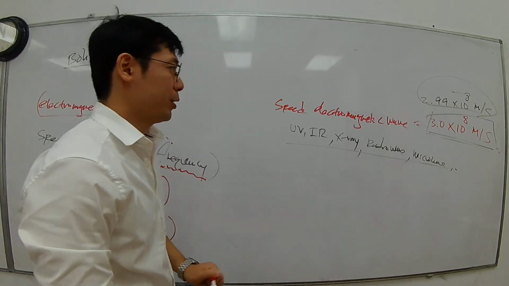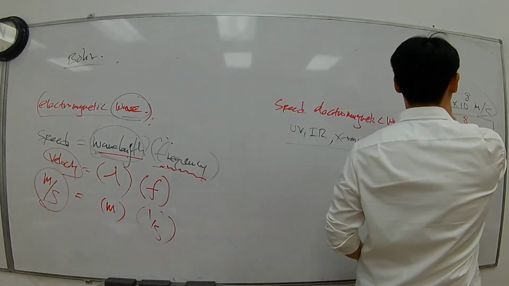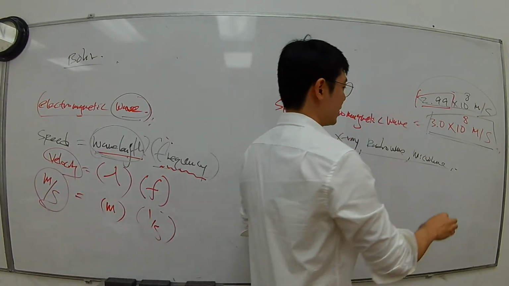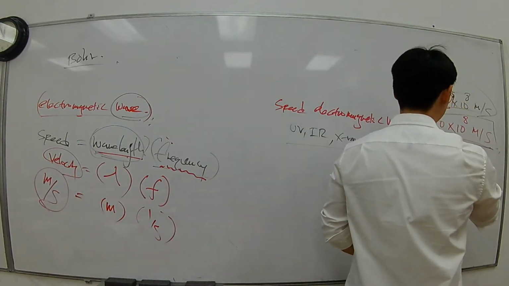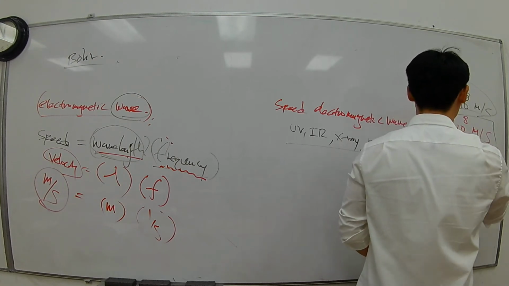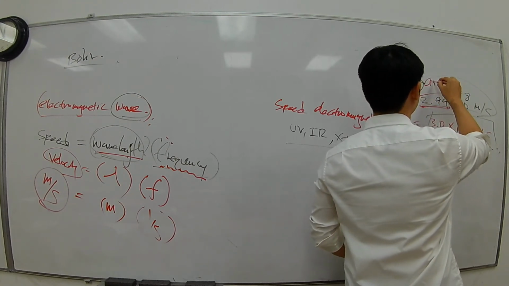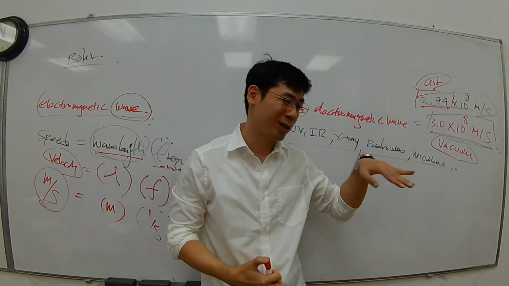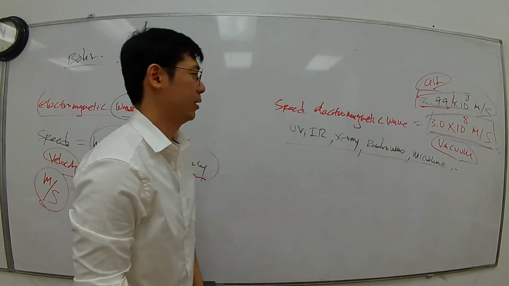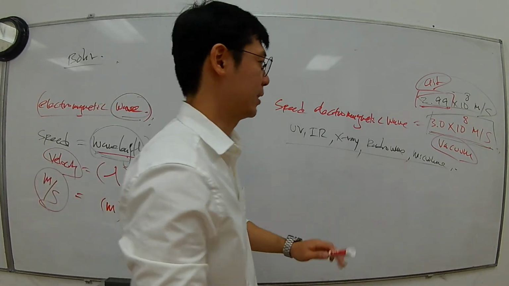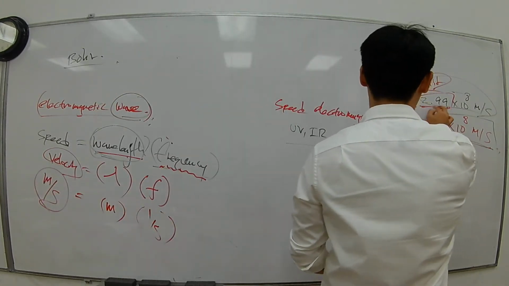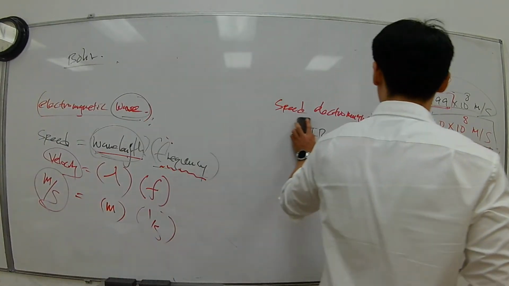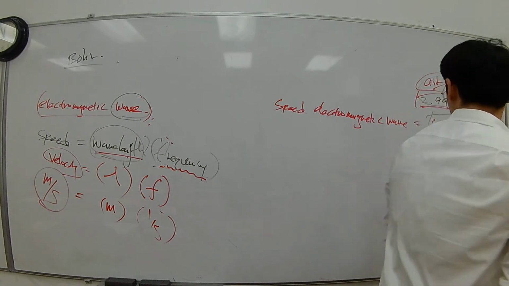So why is it 2.99? That's 2.99 in the air. The speed is 3.0 in vacuum. But this is in air. When a light wave enters a medium, it tends to slow down a bit. That's probably the reason why they made it like that. But it's very minimal, so I'm not really concerned about it.